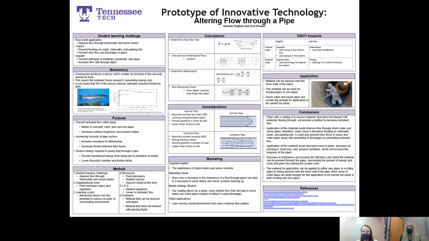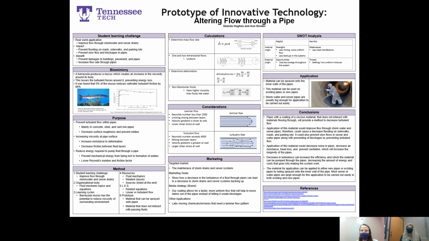As listed, we do have less mixing and fewer backups while using less energy. Yet there are some issues stopping us from being able to apply it to every case, as there will be an uneven heat transfer or a non-uniform mixture as separation occurs, both of which need mixing to correct. For the application of this material, we want this material to be sprayed onto the inner walls of pipings. This material can be used on either existing or new pipes, due to stormwater and sewer pipes usually being big enough for the application to be easily carried out.